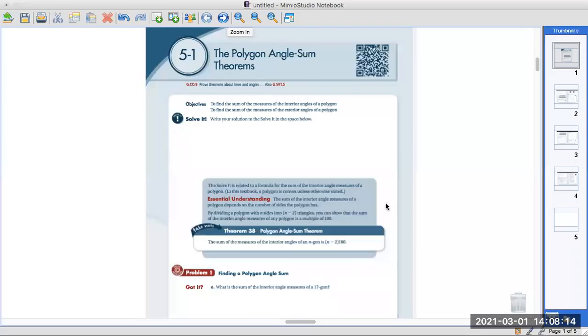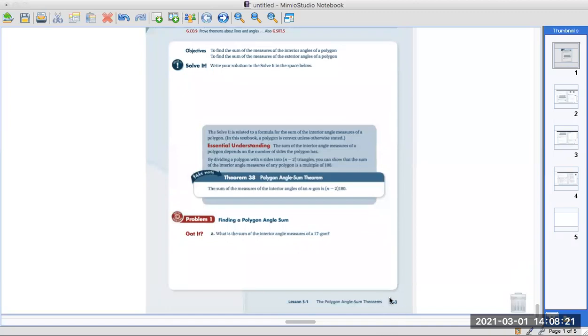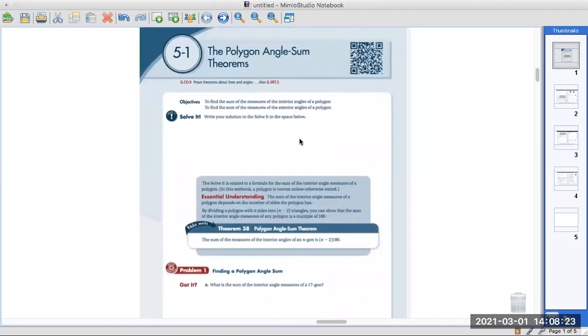Hello, everybody, and welcome to our lesson 5.1 in our textbook on page 263. So we're starting chapter 5, and the first lesson is on the polygon angle sum theorem.